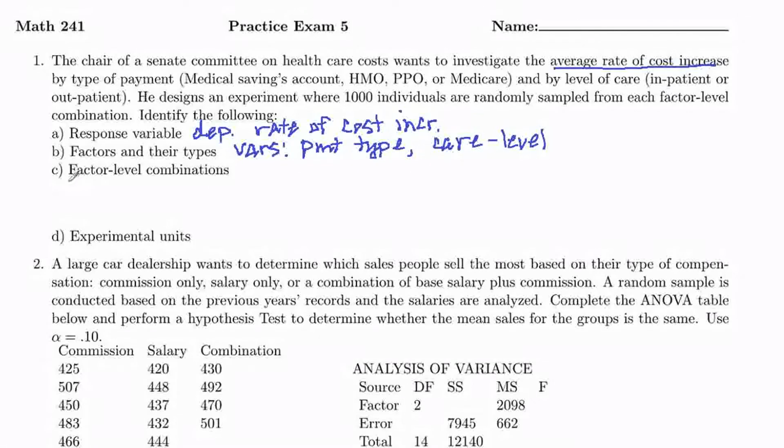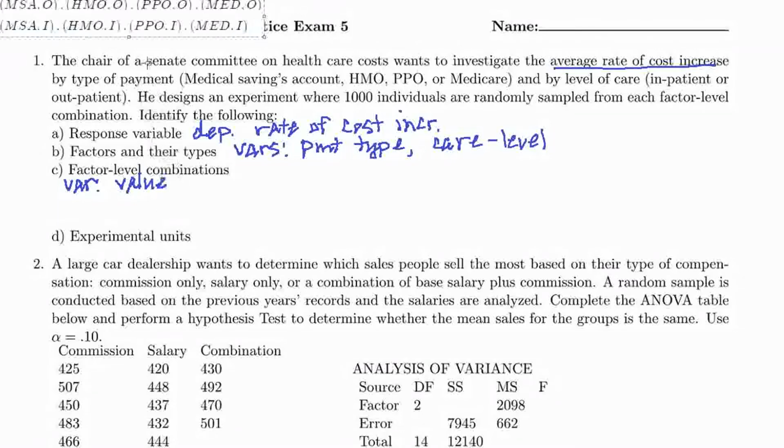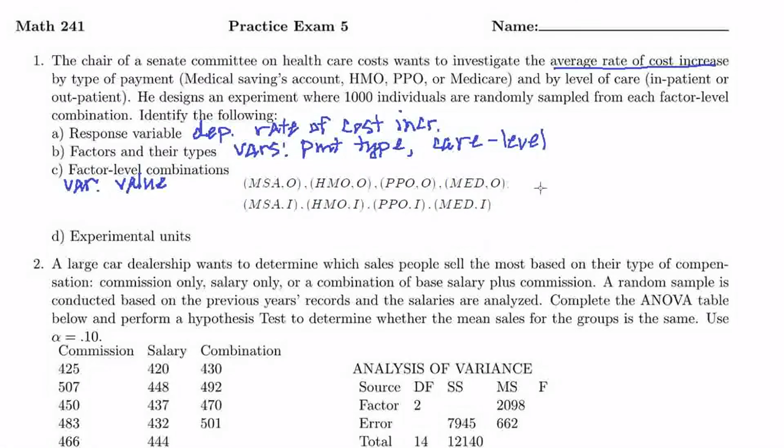Factor level combinations. So remember, the factor is the variable and then the level is the value. So you would express these as ordered pairs of variable, comma, value. So those would look like this. So we've got a medical savings account outpatient, HMO outpatient, PPO outpatient, or Medicare outpatient, and then the same for inpatient. So we've got 4 different factor level combinations. I'm sorry, 8 different factor level combinations because we've got 4 values for the first variable of payment type and 2 values for the second variable of care level.